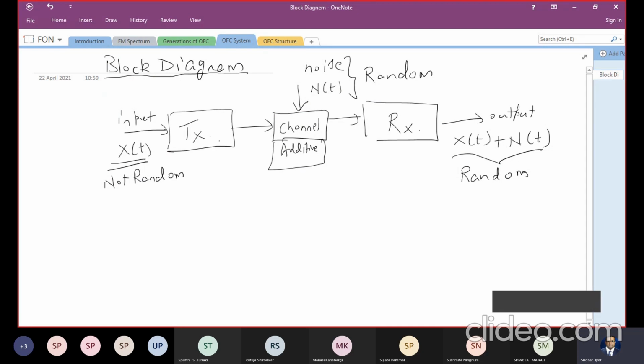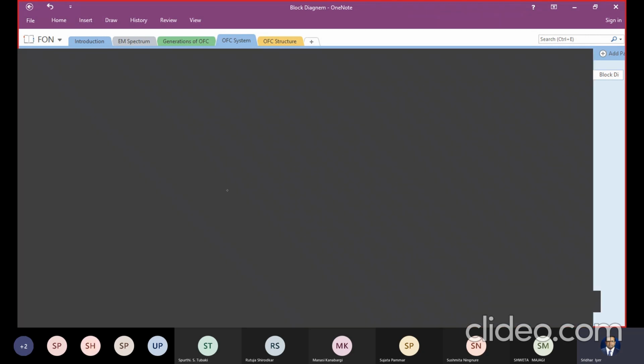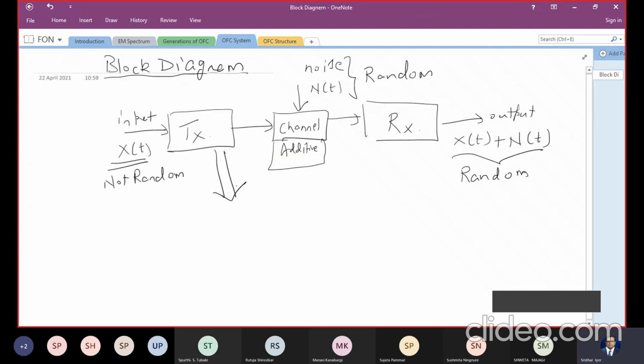Okay. So let us first take only the transmitter. I'm giving you an overview of a general communication system, and then we'll move to the optical fiber communication system. Right?